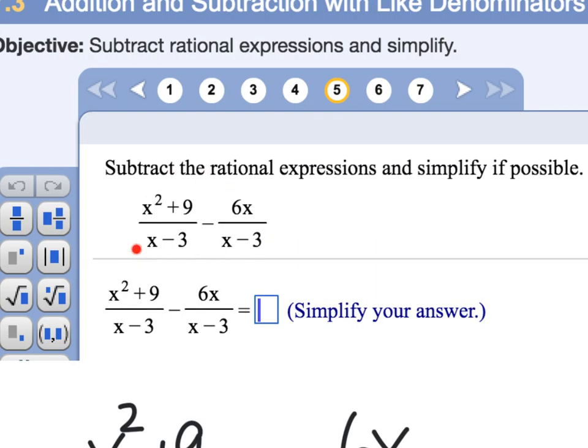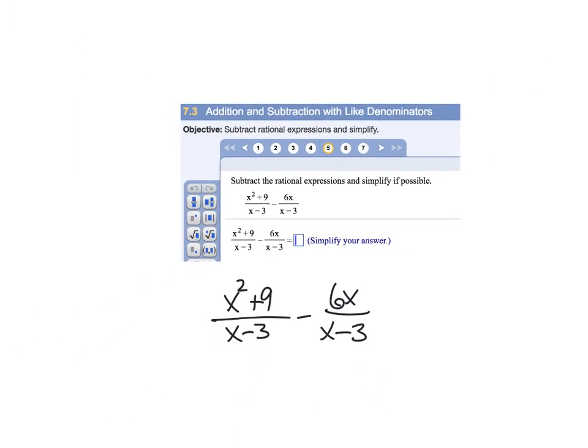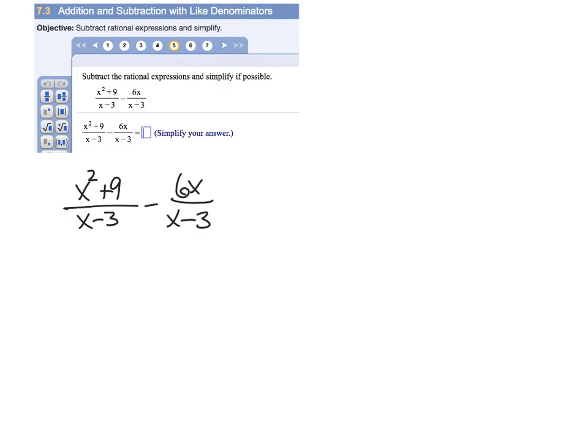So to subtract, we see that we already have common denominators. So really all we have to do is subtract. And this one's pretty straightforward: x minus 3 is in our denominator, and our numerator ends up being x squared minus 6x plus 9. Now technically we're done because that's the answer, but we have to think about simplifying.